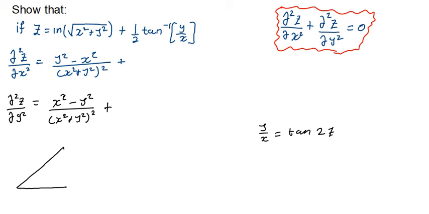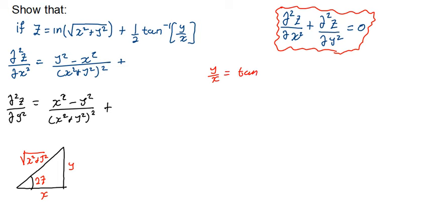My angle here is simply 2z, and I've been given that tan 2z equals x over y. From SOH CAH TOA we know that tangent theta is opposite over adjacent. So my opposite is y, my adjacent is x, and my hypotenuse turns out to be the square root of x squared plus y squared. Now we have y over x equal to tan 2z.